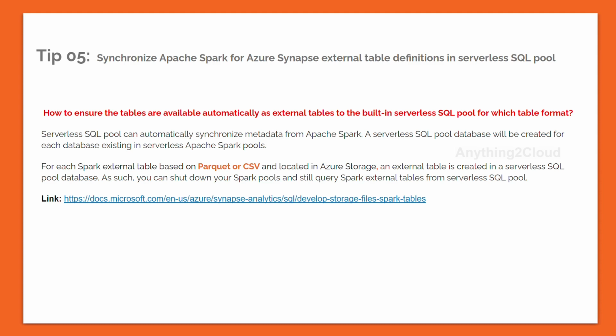As such, you can shut down your Spark pools and still query the Spark external tables from the serverless SQL pools. So when you create the table using Parquet or a CSV file, it's going to create the external table in a serverless SQL pool database.